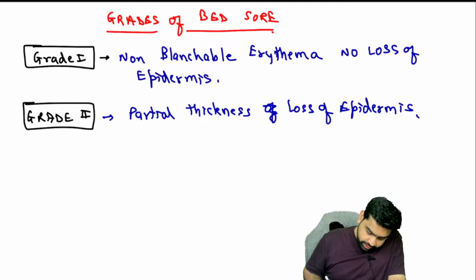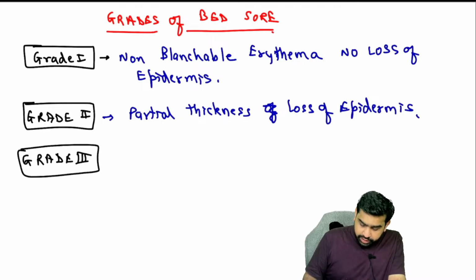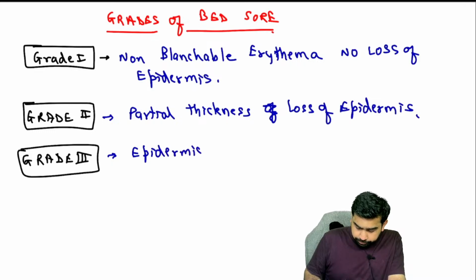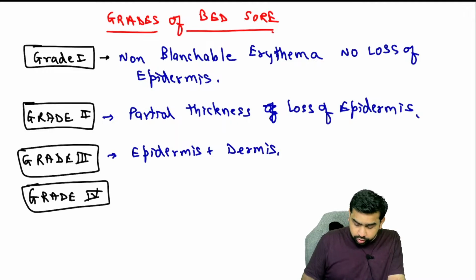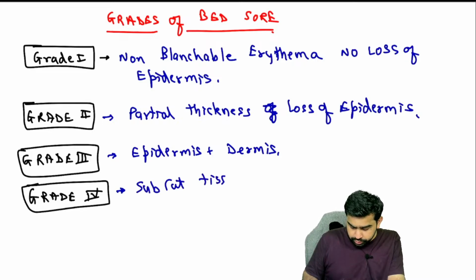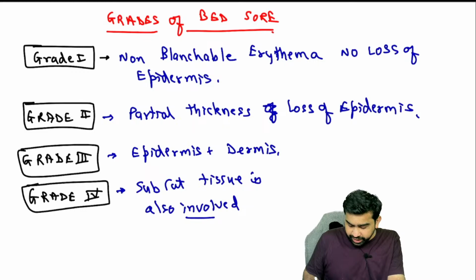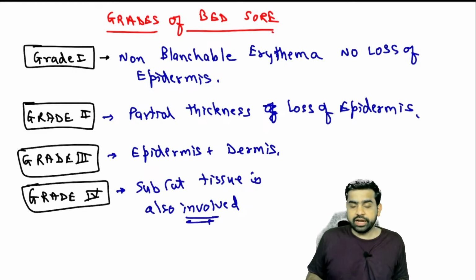Then the rest of the things are simple. So what is the grade 3? In the grade 3, there is an involvement of the epidermis plus the dermis. And what about the grade 4? In the grade 4, the underlying subcutaneous tissue is also involved. So the fats and the muscles and the bones, all those particular things are involved. That is what a grade 4 bed sore is.